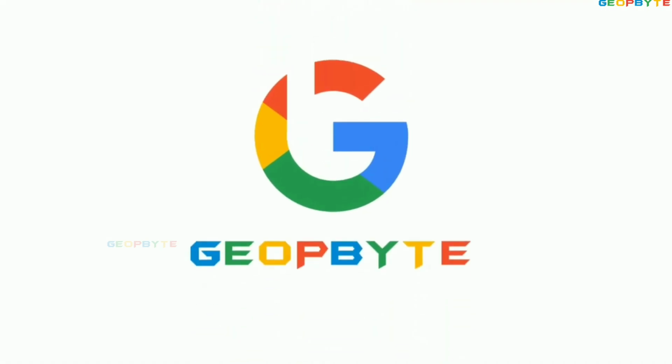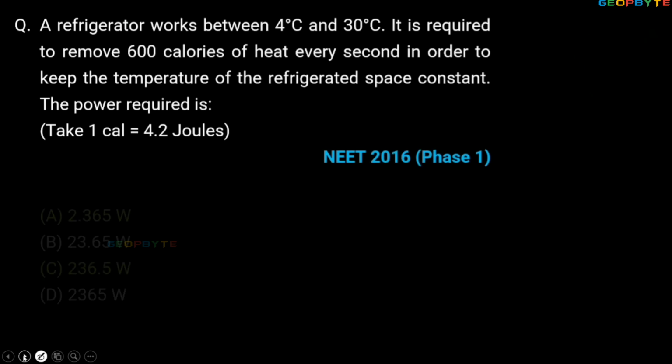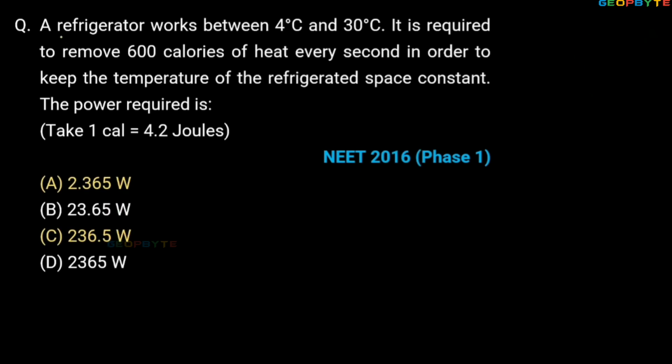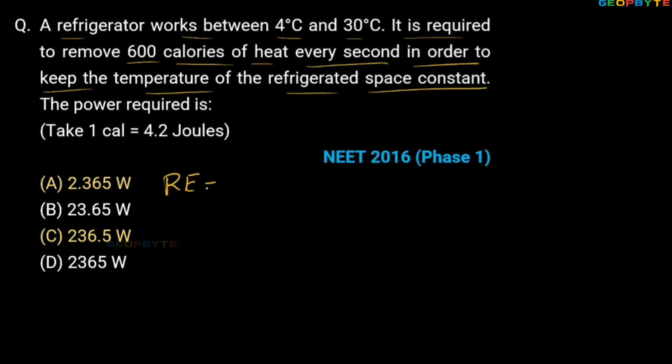Let us take another important problem. It is asking like this: a refrigerator works between 4 degrees centigrade and 30 degrees centigrade. It is required to remove 600 kilojoules of heat energy per second in order to keep the temperature of the refrigerator space constant. That means a refrigeration effect, the amount of heat removed from the refrigerated space, means cooling effect.